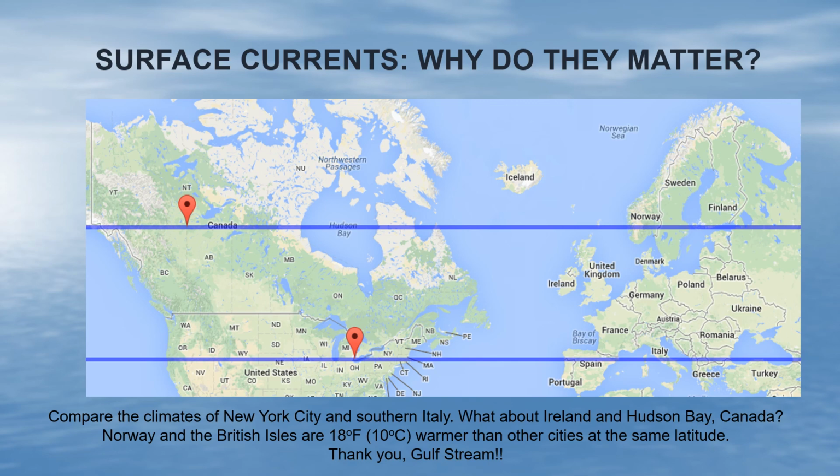So if you compare the climate of New York City with that of southern Italy, southern Italy is warmer. In the winter, it's getting those warm currents coming up. And similarly with Hudson Bay versus Ireland and Norway, those areas are warmer over in Europe because they're getting that warm current coming around from the gyre.